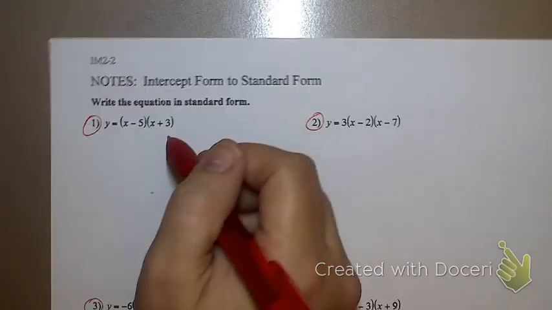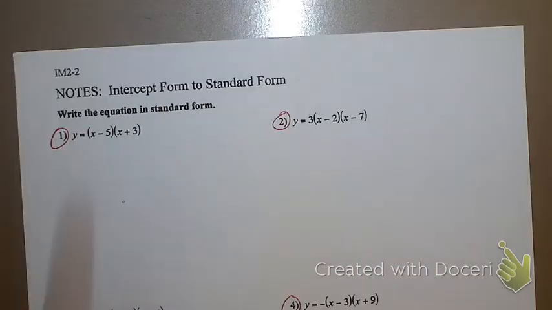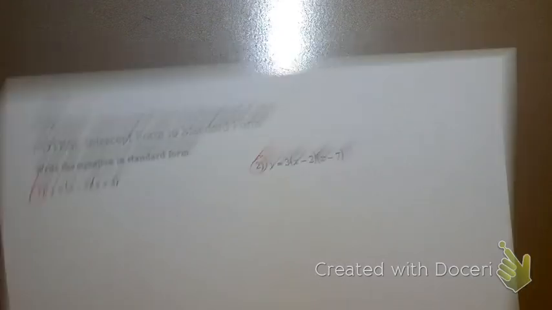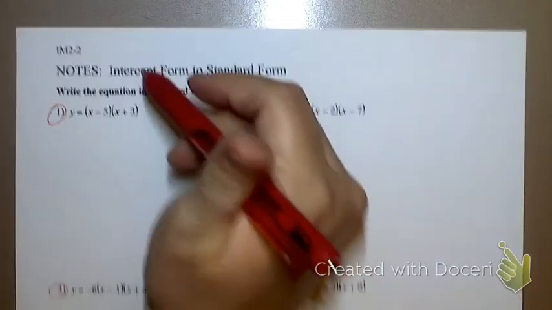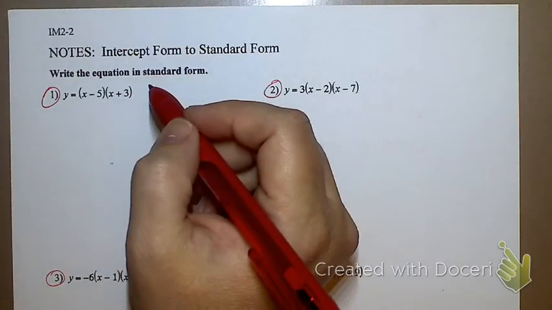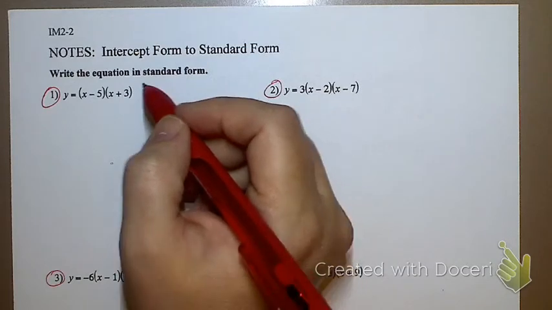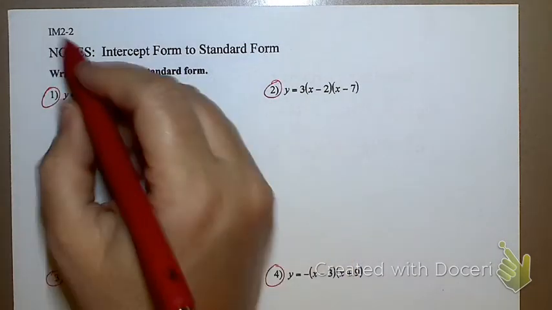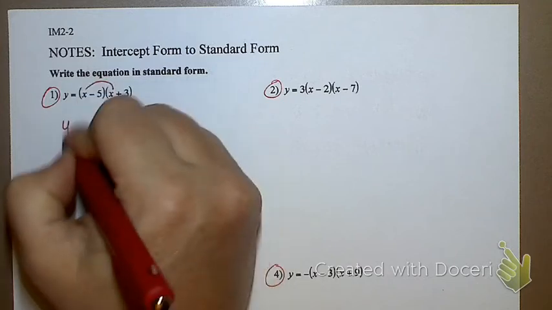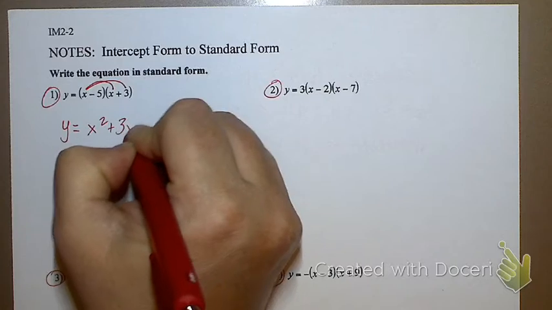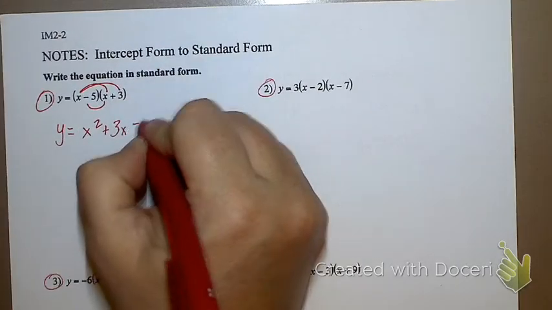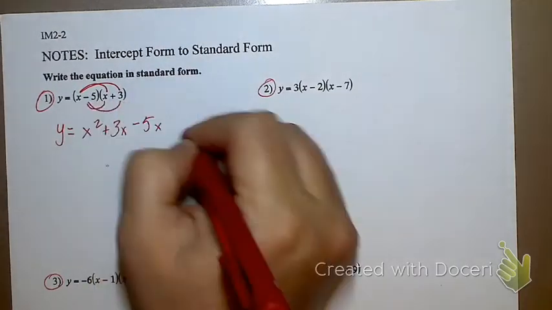Okay? So, here we go. Numero uno. I see parentheses. Does standard form have parentheses? No. So, how do I get rid of the parentheses? Multiply. Box method or distributive, I don't care. Oh, I get it. X times x is x squared. I said 2x, I'm sorry. Plus 3x minus 5x minus 15.